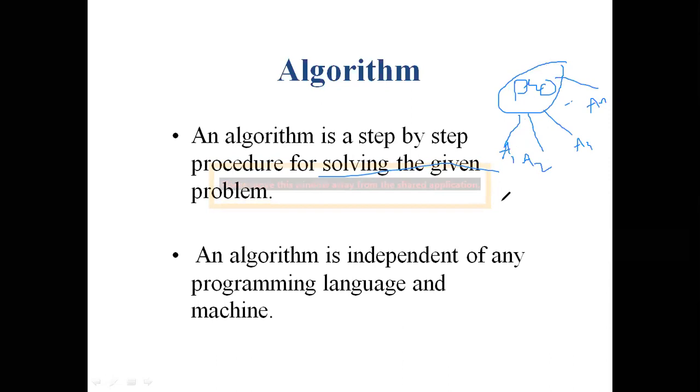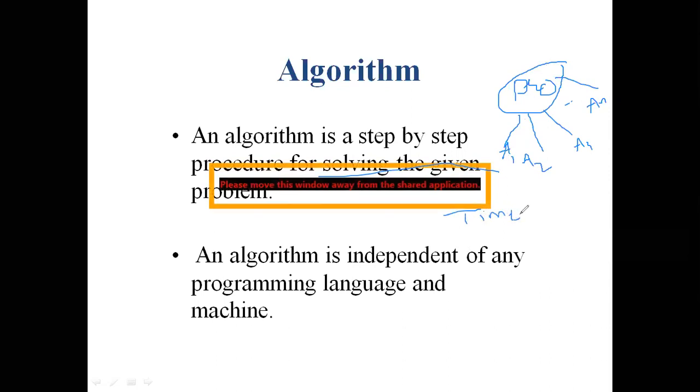analyze each written algorithm. So analysis consists of two parts. One is time complexity and another one is space complexity. So for one problem we have written 10 algorithms, and for each algorithm we have to analyze its time complexity and space complexity.